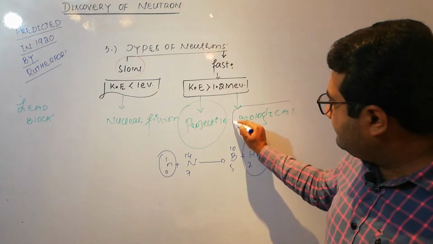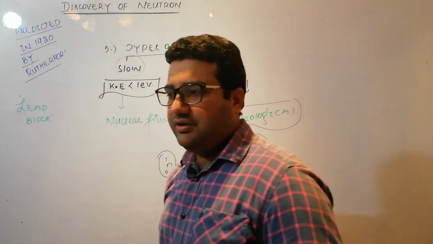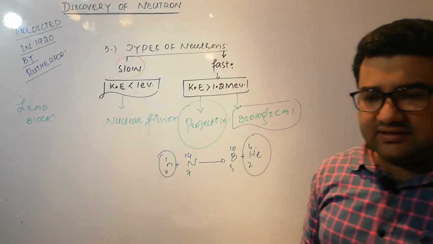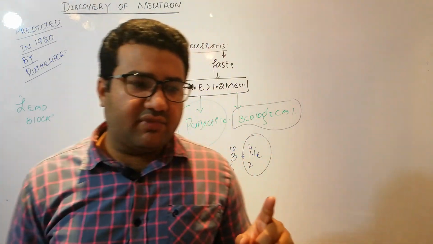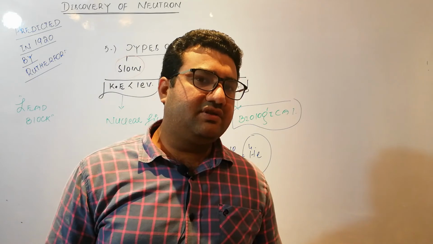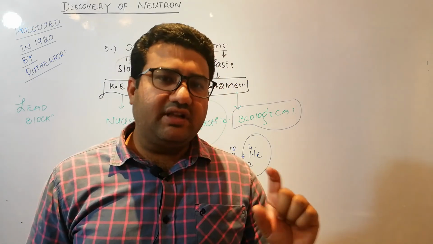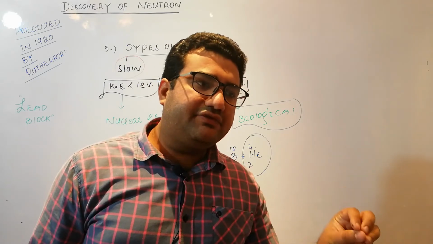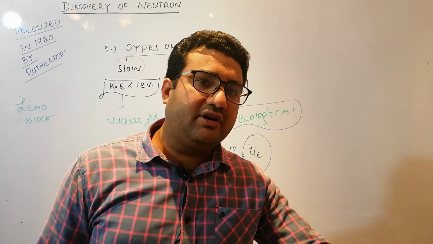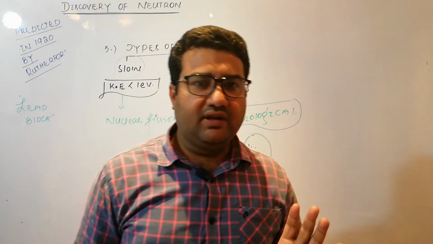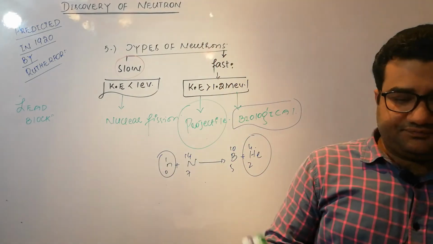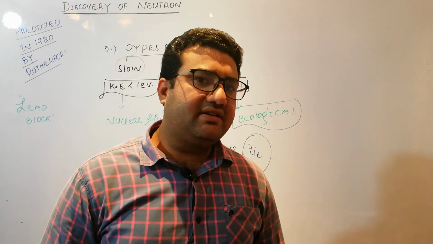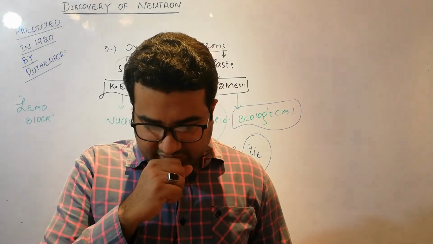Now what is their biological use? Neutrons have high penetration power, so they are used in the radiotherapy of cancer. But keep in mind that those neutrons are the fast neutrons. The disadvantage of using neutrons in the treatment of cancer is that whenever any area of the body is irradiated with a fast moving neutron, that area also becomes radioactive. So that area will start some nuclear reaction and some new radiation will be released from it. This is a disadvantage of using the neutron in the treatment of cancer.